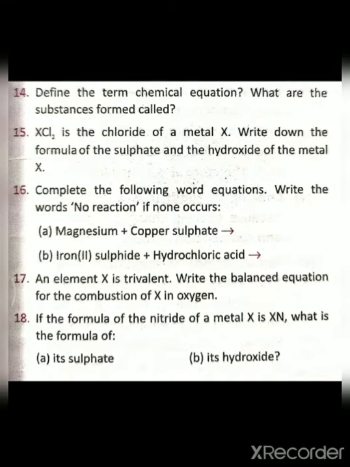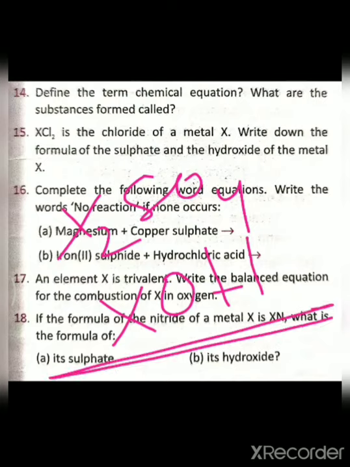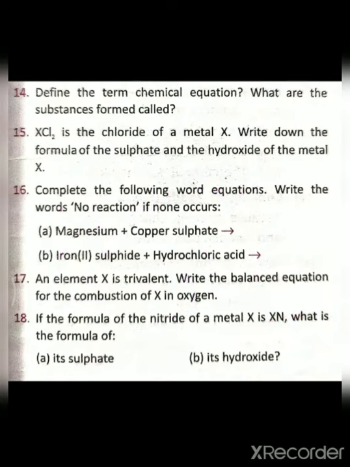So the formula of the sulfate will be X2SO4 and the formula of your hydroxide will be XOH. Okay, so how to find out this formula? Now you just note down the answer. In the online live classes I will explain it to you. Okay, then next number.